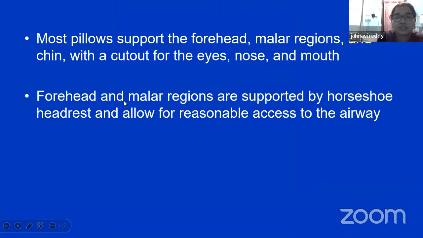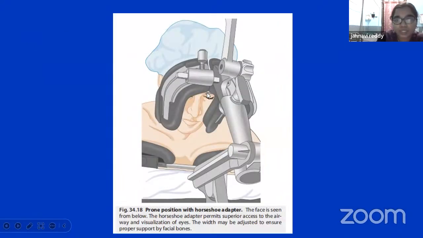Most pillows support the forehead, malar regions, and chin, with a cutout for eyes, nose, and mouth. Forehead and malar regions are supported by the horseshoe headrest and allow for reasonable access to the airway. So this is superior as we can access the airway easily through this hole, and the face is supported properly on the bony prominences, and soft tissues are not under pressure, which leads to ischemia.